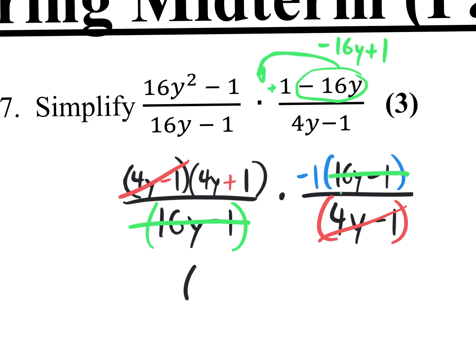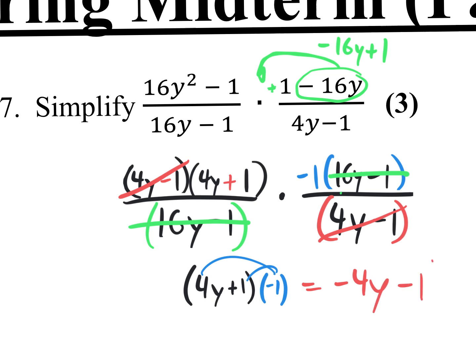So what is left? You have the 4y plus 1 times that negative 1. So you're going to distribute and you'll have your final answer. The answer is negative 4y minus 1. There you go. This is a 3-point question.